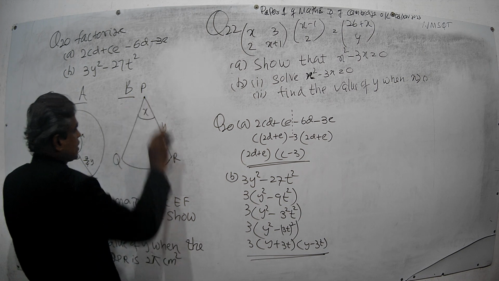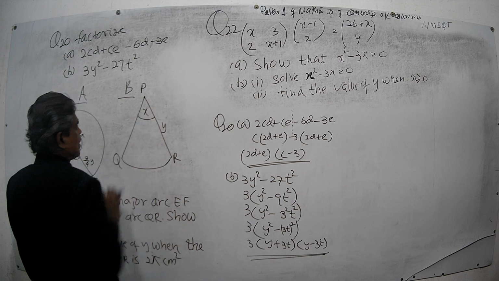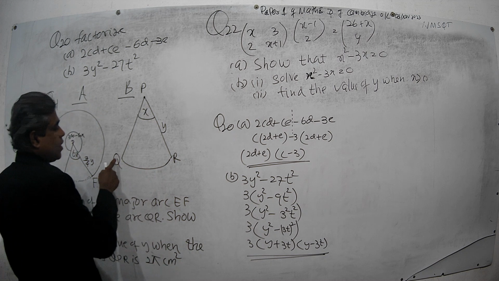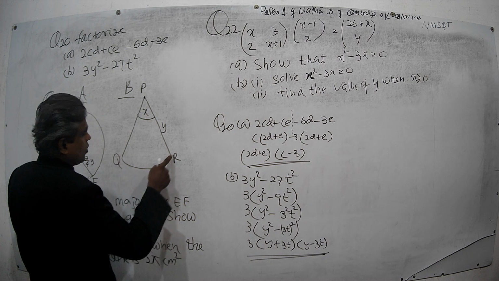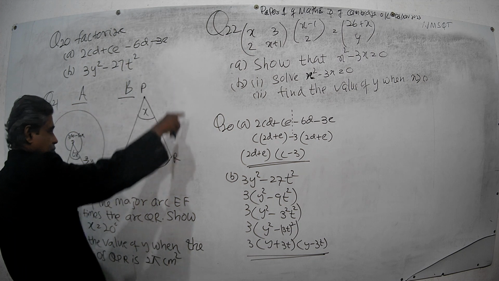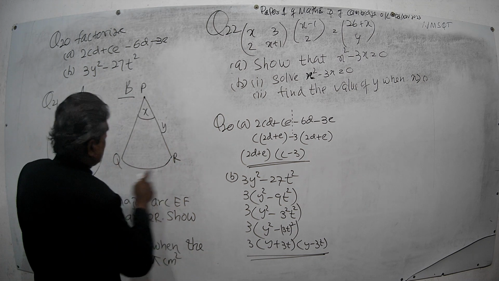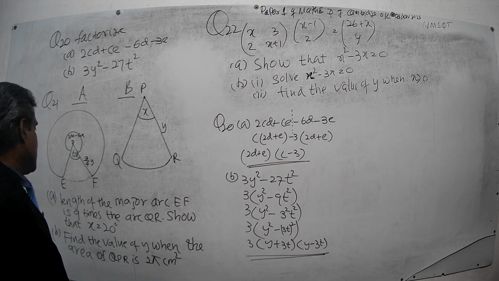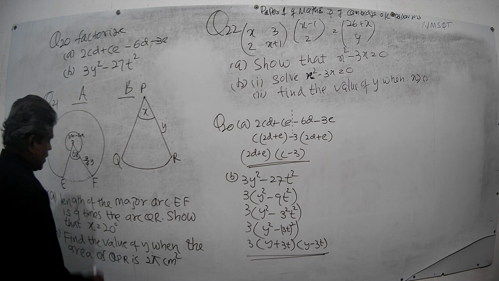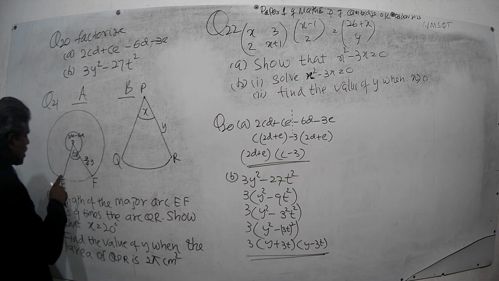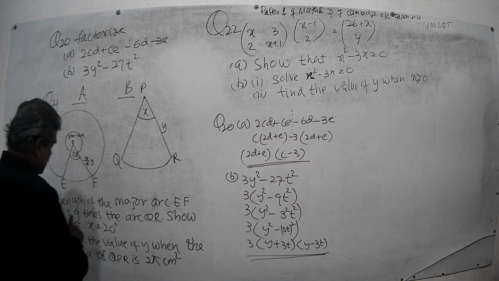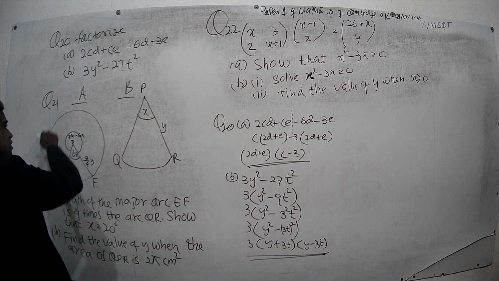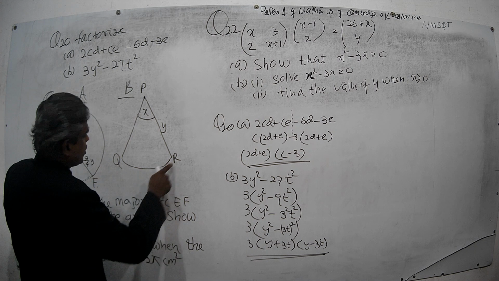This is also a sector of a circle. Then this is the angle at the center. Then this is the arc, this arc of this larger circle. If you complete the circle, then this arc subtends angle x at the center. Then y is the radius of this one. Okay. Then they say the length of the major arc EF is 9 times the arc QR. Major arc EF means this one. So the length of major arc EF is 9 times the length of this arc.